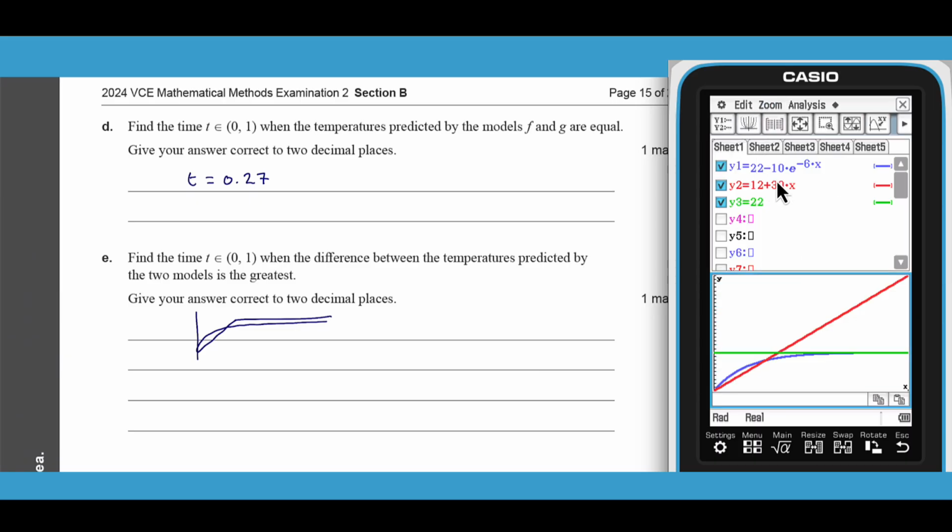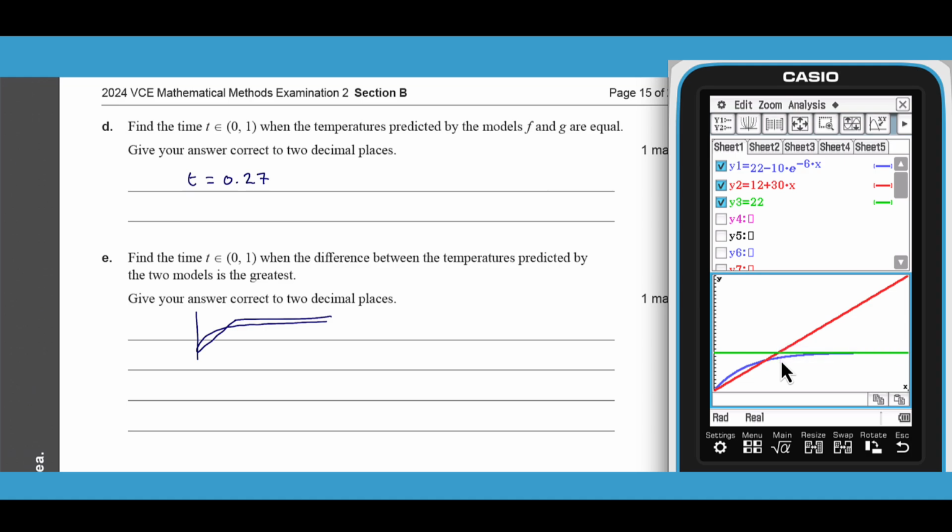From this, we can see that the difference between the two functions is greatest either sometime before they intersect or at t equals a third. After t equals a third, the two functions clearly get closer together as the exponential function approaches 22.